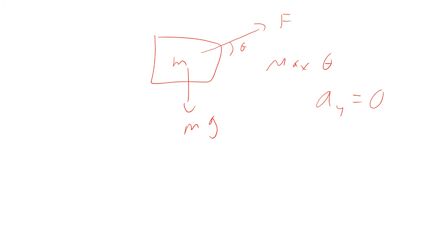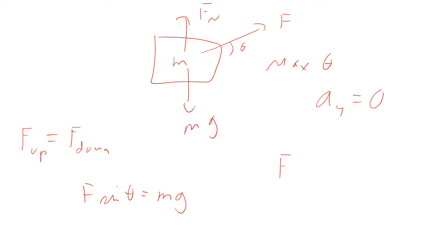And so, well, if y acceleration is 0, that means that we're in equilibrium. Force up equals force down. So that means that F sine theta equals mg. Okay. Well, okay. So remember, we got a normal in here. So I'm going to say, remember, the normal is whatever it needs to be. So the normal from a previous problem is going to be mg minus F sine theta.